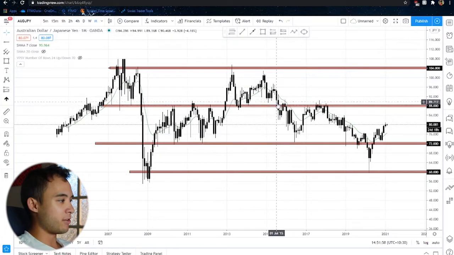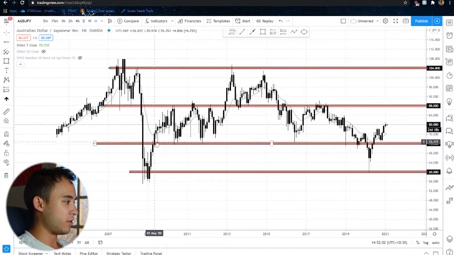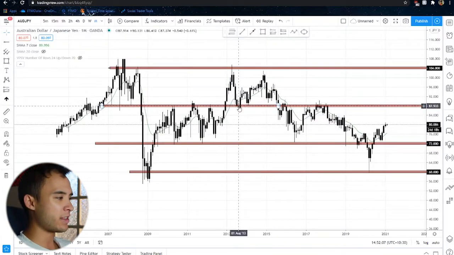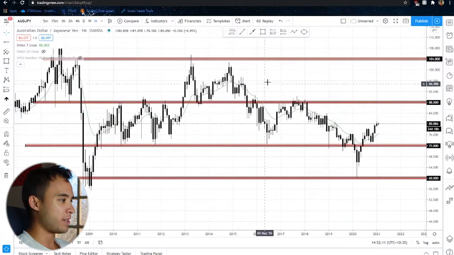When it did break down, we saw here a clear break and a retest. There was no break or retest here, no break or retest here. Okay, we'll see that in the smaller time frames, but here we have a monthly break and retest.